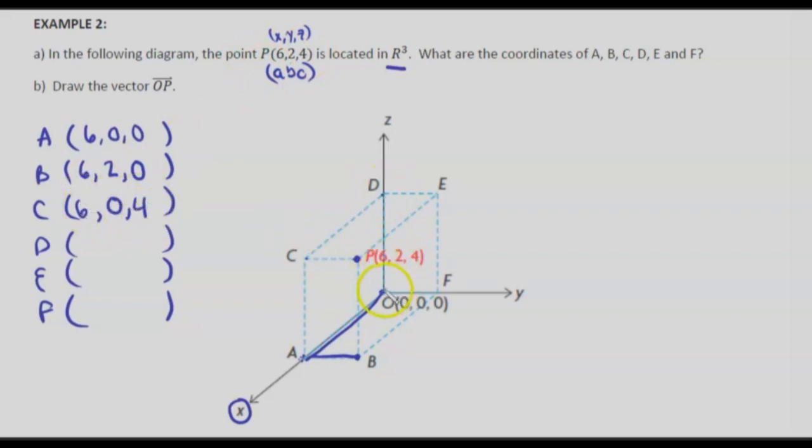Okay, for D, and remember this is from the origin. For D, we're only going in the Z direction. So we're going to have 0, 0, and then the Z value is 4. Now E, we want to go in the Y direction and then the Z direction. So there's no X direction. The Y direction is 2, and the Z direction is 4. And then for F, which is here, we're only going the Y direction. So 0, 2, 0.